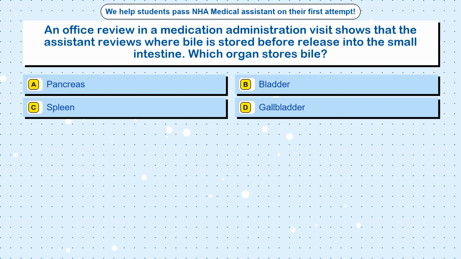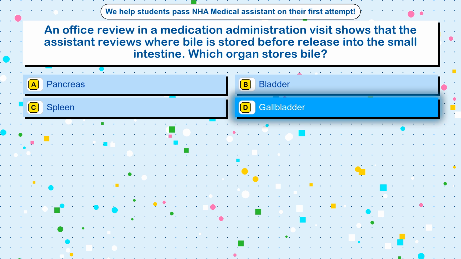Question 48. An office review in a medication administration visit shows that the assistant reviews where bile is stored before release into the small intestine. Which organ stores bile? Option A, pancreas. Option B, bladder. Option C, spleen. Option D, gallbladder. The correct answer is option D, gallbladder.